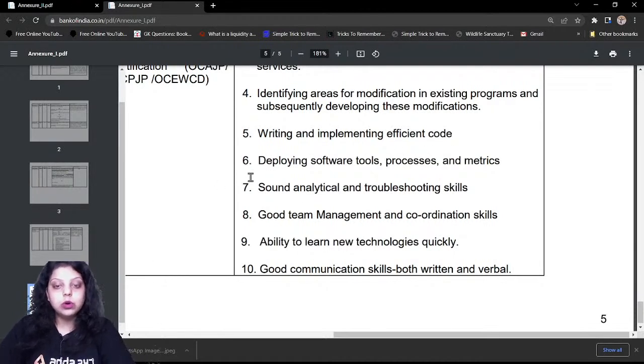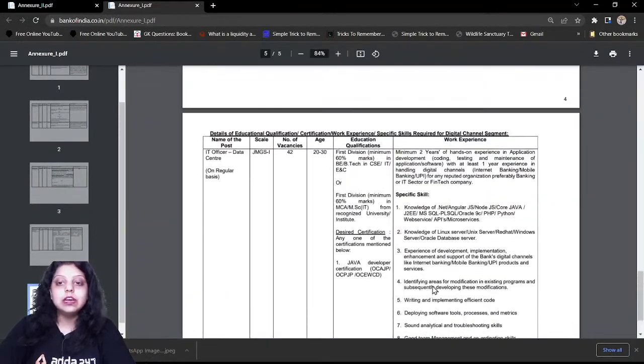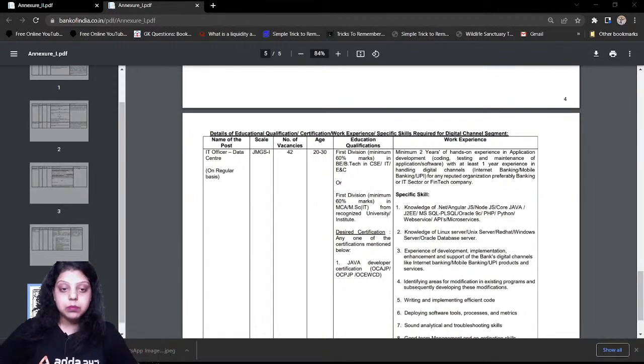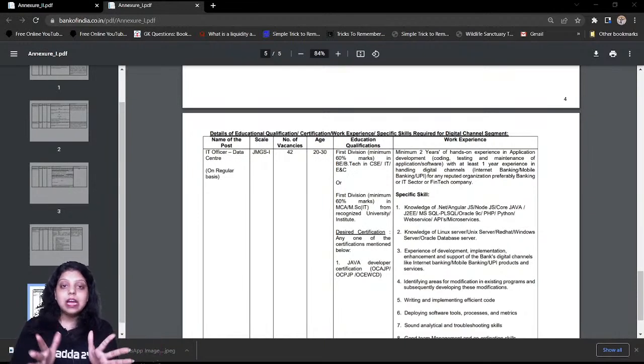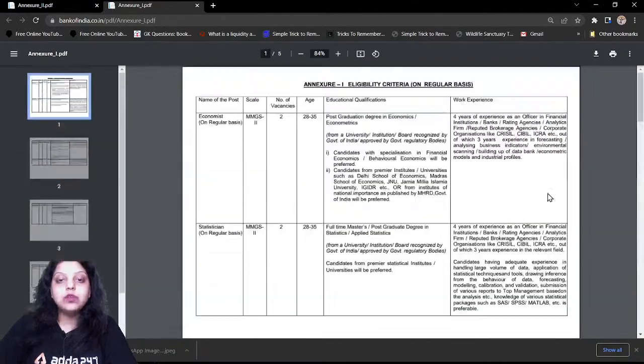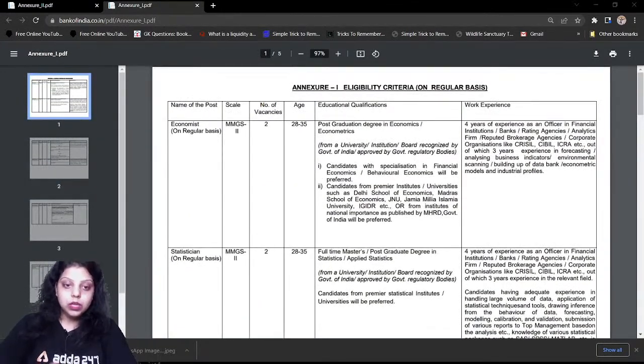Writing and implementing efficient code, deploying software tools, processes, and metrics, sound analytical and troubleshooting skills, good team management and coordination skills, ability to learn new technologies quickly, good communication skills, both written and verbal. So these are the certain criteria or special skills they have mentioned. Just like when you fill an IBPS PO form or SBI PO form, they require computer knowledge as a special skill, similarly they have given the specific skills required under IT data center officer. Okay, so these are the qualifications for your regular post given by Bank of India.